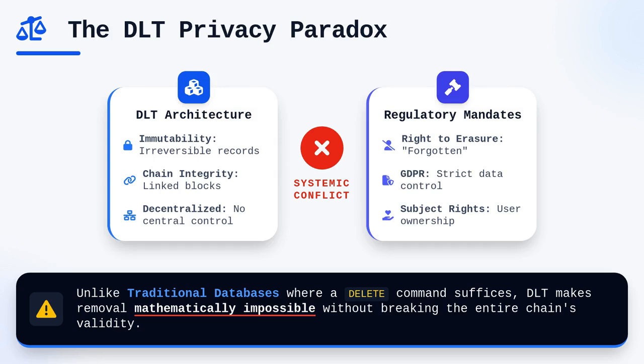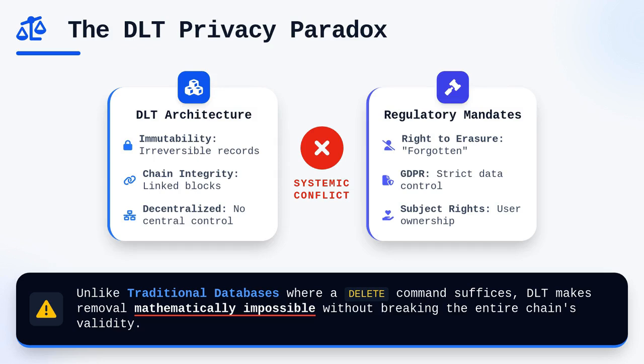Distributed ledger technology, or DLT, presents a fundamental architectural challenge to privacy engineering because these systems are designed for immutability. When we record data on a public or even a private permissioned blockchain, that record is effectively permanent and irreversible by design. This conflicts directly with statutory requirements found in regulations like the GDPR, which grant individuals the right to erasure or the right to be forgotten.